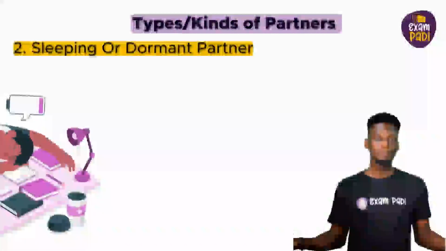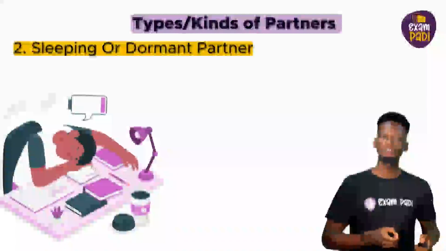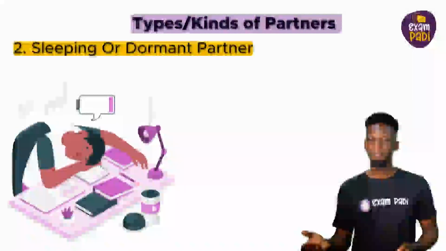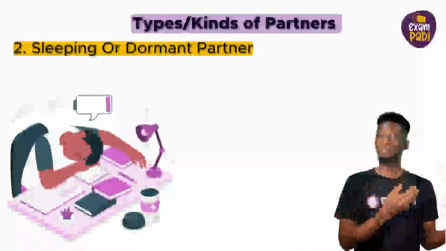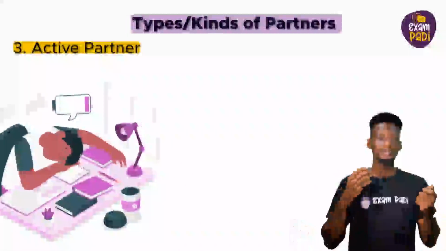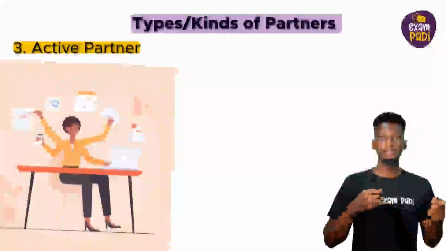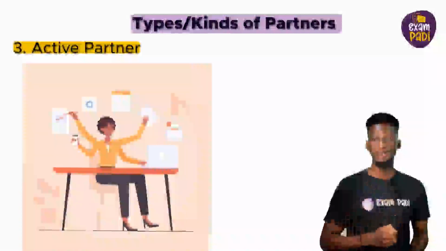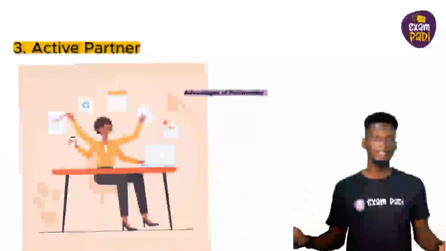2. Sleeping or dormant partner. The sleeping or dormant partner contributes capital but takes no part in the conduct and management of the business. He takes part in the company's profit or loss as specified in the partnership agreement. 3. Active partner. This partner participates in the business formation, financing, and management. Salary is paid to an energetic partner who serves as the company's managing director if indicated in the partnership deed.